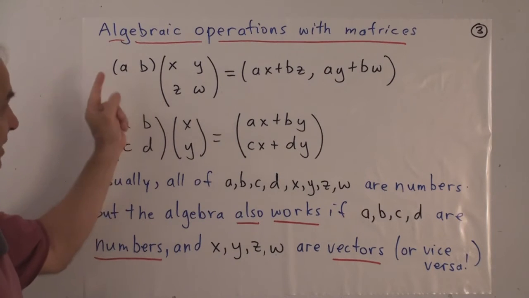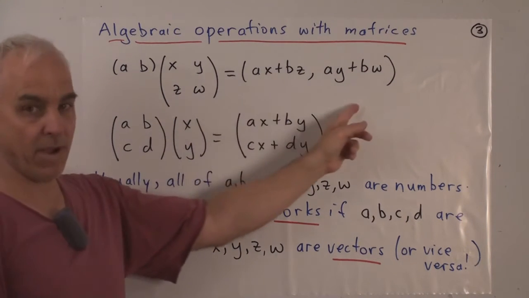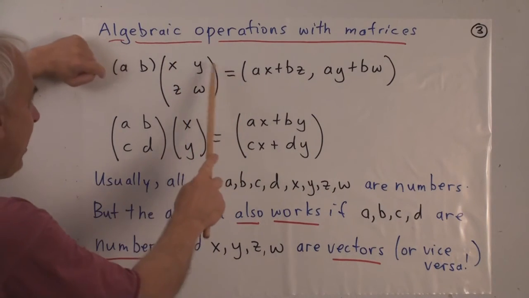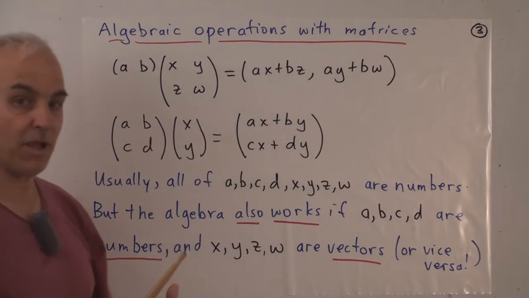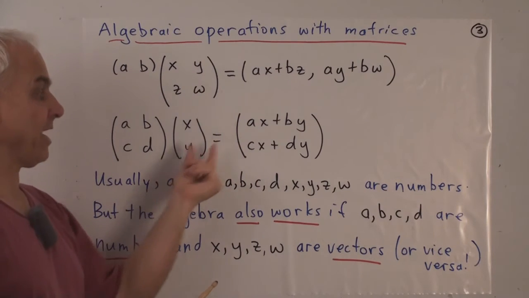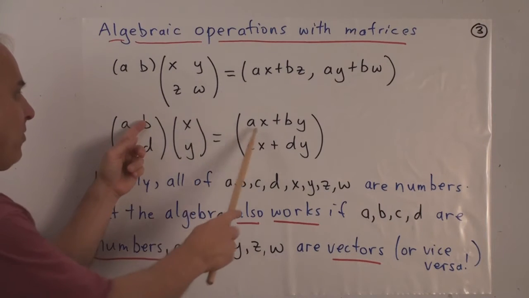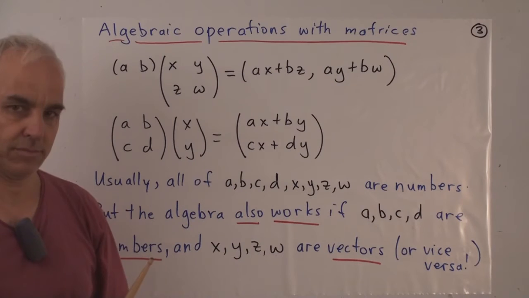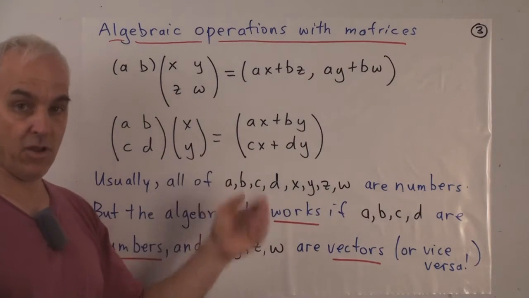This is really a 1 by 2 matrix followed by a 2 by 2, which gives us a 1 by 2. The entries are AX plus BZ and AY plus BW. On the other hand, we could multiply a matrix by a column vector on the right to get another column vector, and then we get AX plus BY as the first entry and CX plus DY as the second entry. Usually all of these letters are numbers.